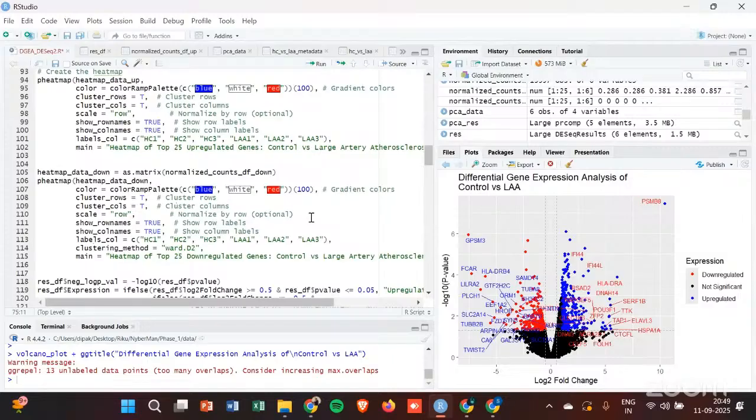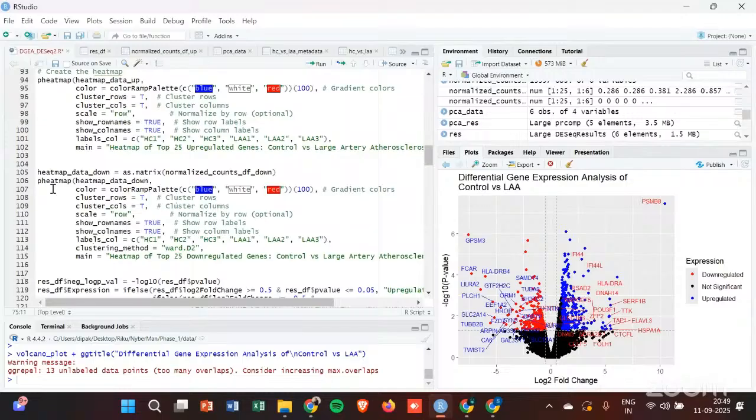Is there any other clustering method? Yes, there are several clustering methods. There is something called centroid. There is something called single. All of these have their own pros and cons. Basically, pheatmap uses the hclust function of R. It is just a wrapper around hclust.